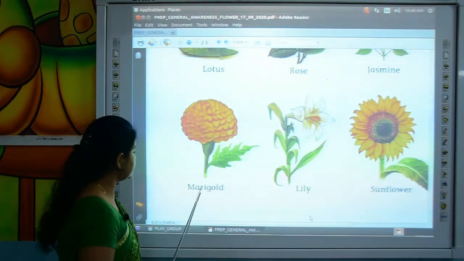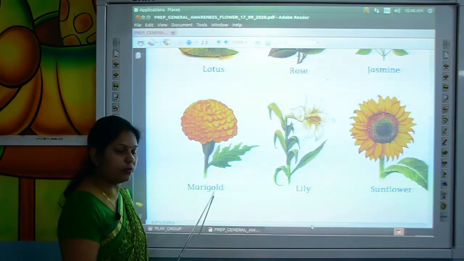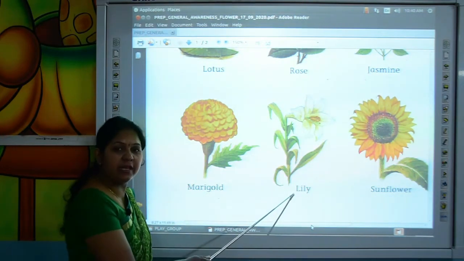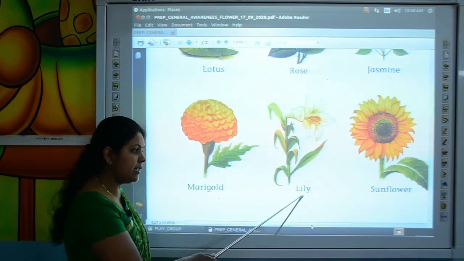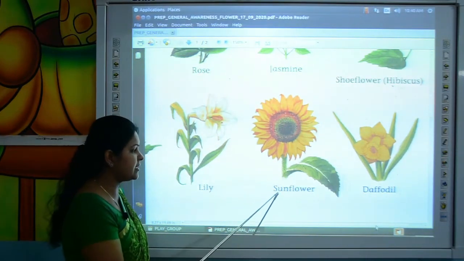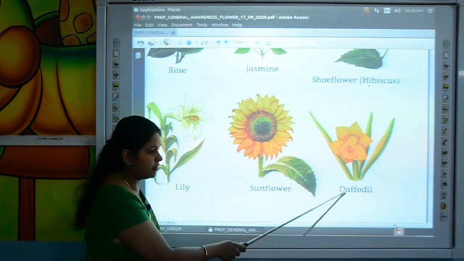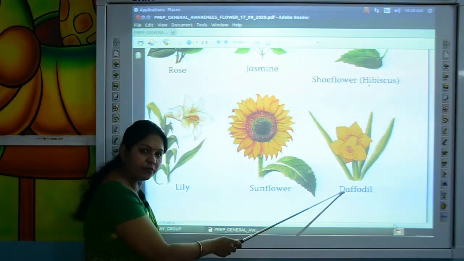Now move to the next. This is marigold. This is lily. This is sunflower. Which flower is this? Sunflower. This is daffodil.